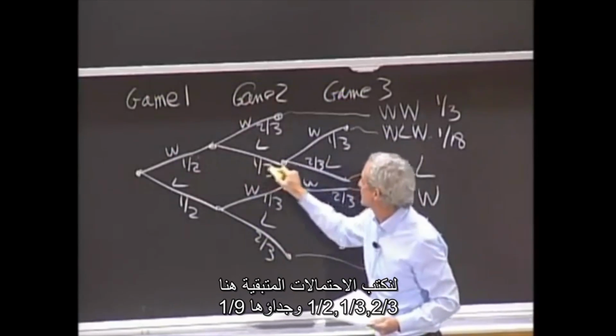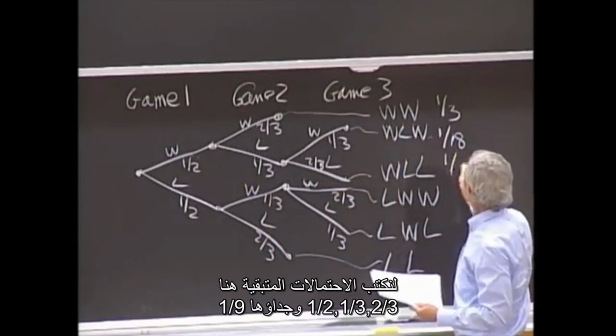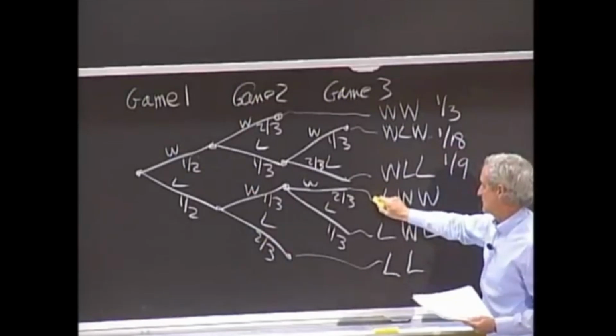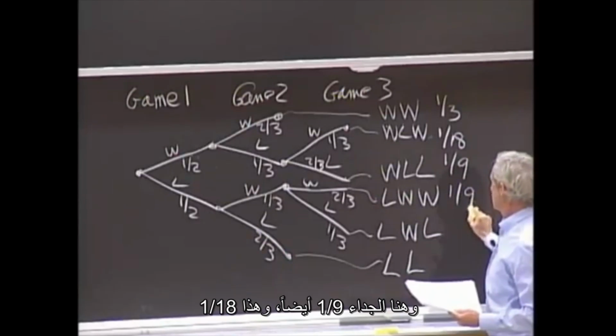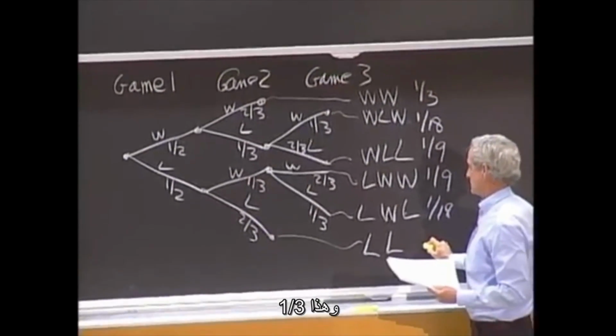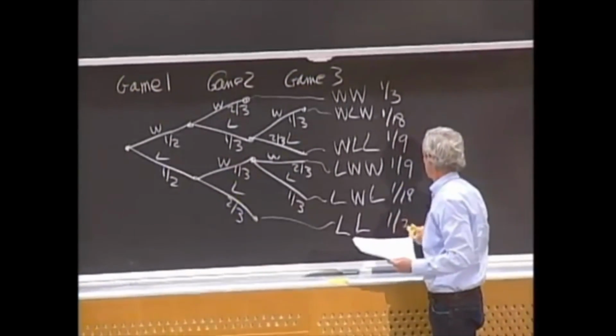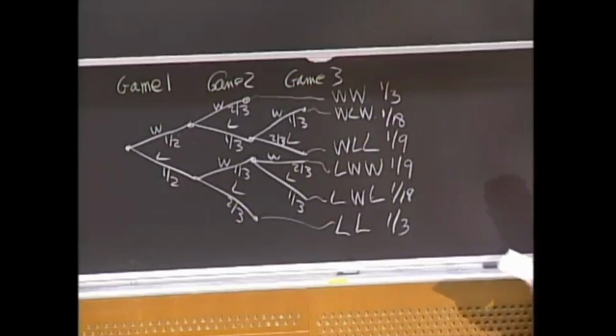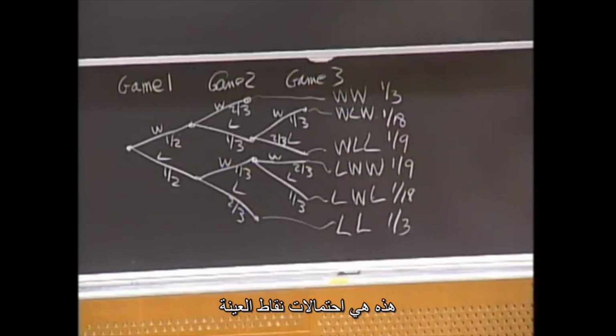I got 1/2, 1/3, and 2/3. That's 1/9. Same thing here as 1/9. This is 1/18. And 1/3. Okay, so those are the probabilities and the sample points.